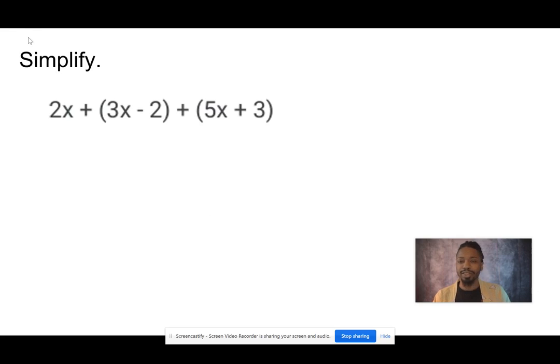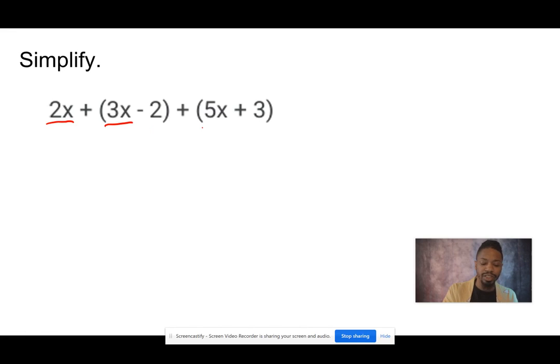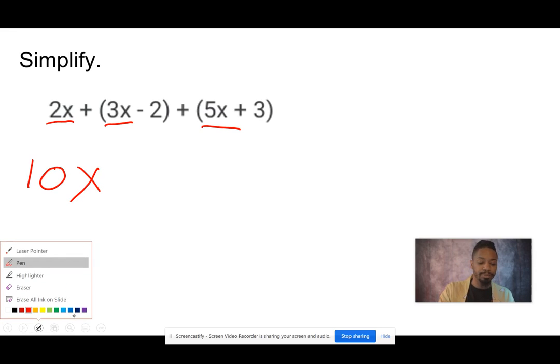Simplify. In this problem, we need to simplify it. And the way we simplify this one is by combining like terms. There is no multiplication. There is no division. So we go straight to adding. So we got 2x's here, 3x's here, 5x's here. That's a grand total of 10x's. So we have 10x. Next, we have the constants, the numbers that do not have variables attached to them.